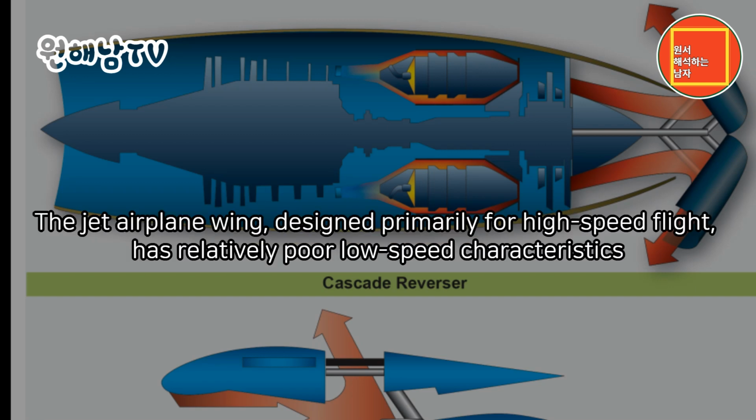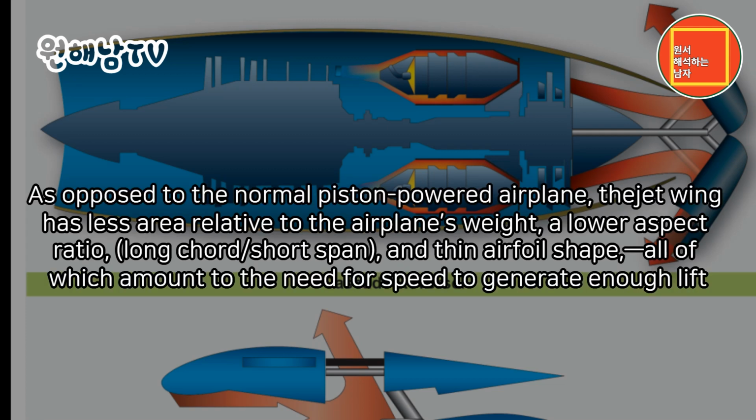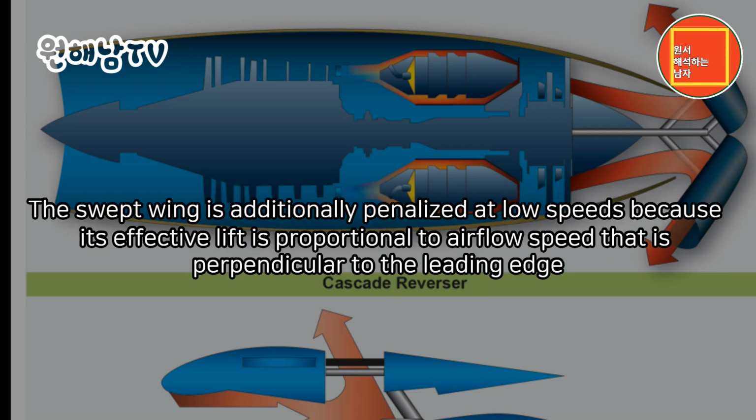Low-speed flight. The jet airplane wing, designed primarily for high-speed flight, has relatively poor low-speed characteristics. As opposed to the normal piston-powered airplane, the jet wing has less area relative to the airplane's weight. A lower aspect ratio, long chord-short span, and thin airfoil shape, all of which amount to the need for speed to generate enough lift. The swept wing is additionally penalized at low speeds because its effective lift is proportional to airflow speed that is perpendicular to the leading edge.